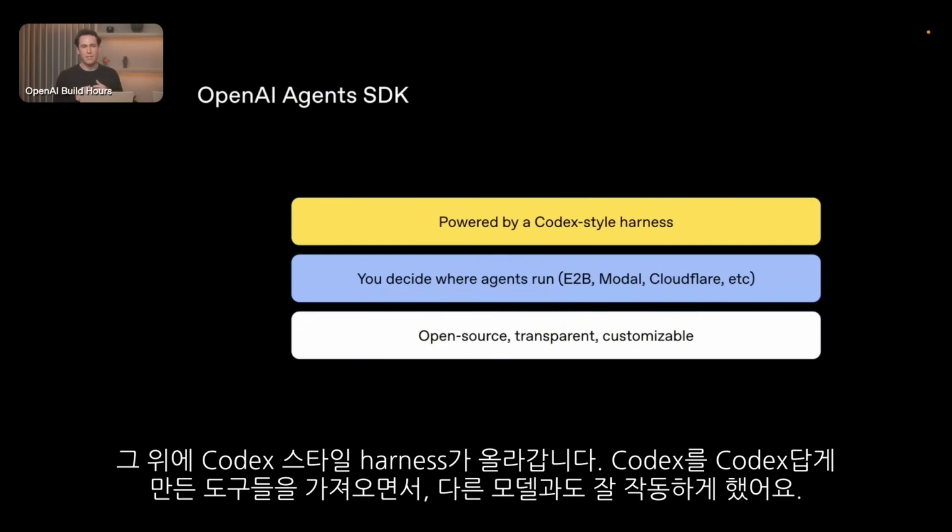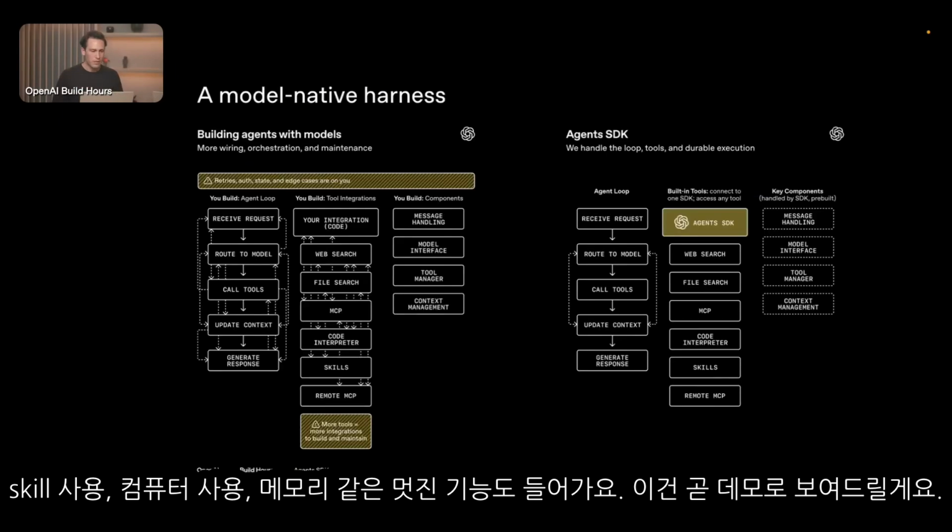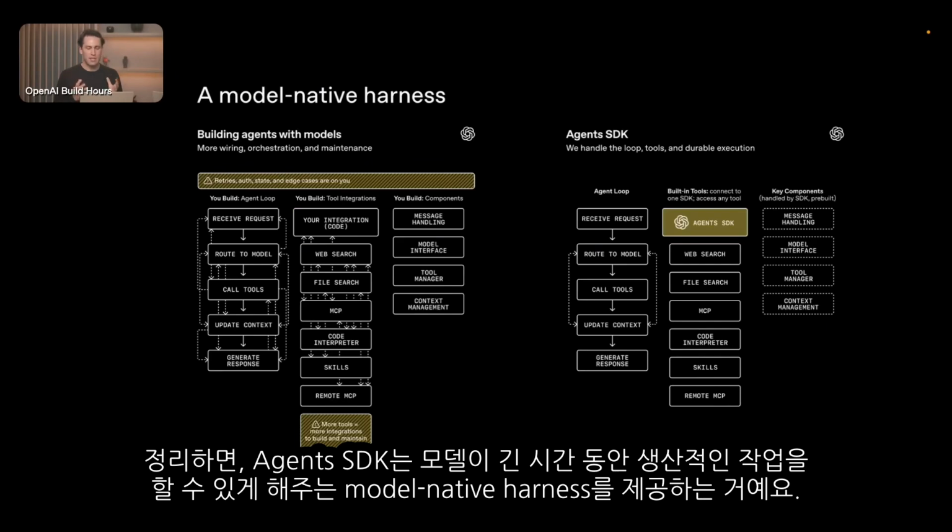And then on top of this is this Codex-style harness. So bringing in all of the great stuff that makes Codex, all the great tools that are in distribution with our models, but work great with other models as well. And then some of the cool things like skill use, computer use, memory, and we'll be demoing some of this stuff here in a little bit. So basically the Agents SDK provides this model-native harness that the agent can use in order to do productive work over long periods of time.